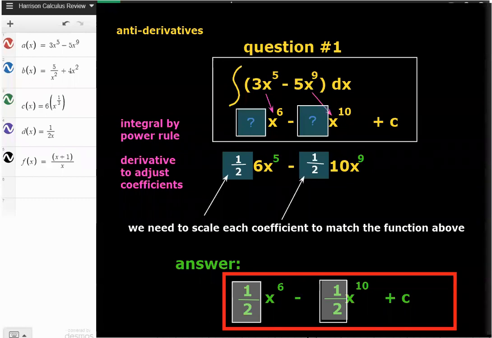For question number 1, what we do is when we have a polynomial, we would write it as the integral of 3x to the 5th minus 5x to the 9th. By the power rule, each exponent will go up by 1 power level. So we know that the first term will become x to the 6th, and the second term will become x to the 10th, plus a constant, because we don't know where the midline of the function is.